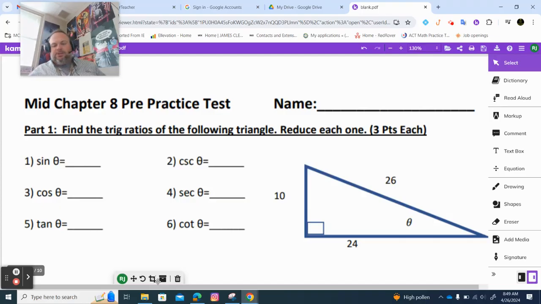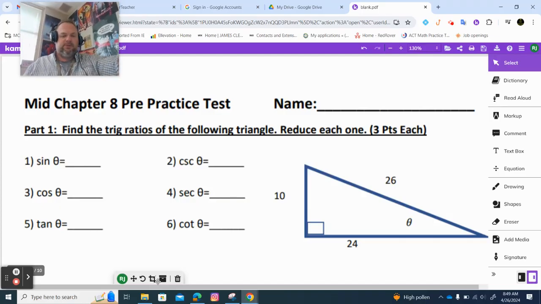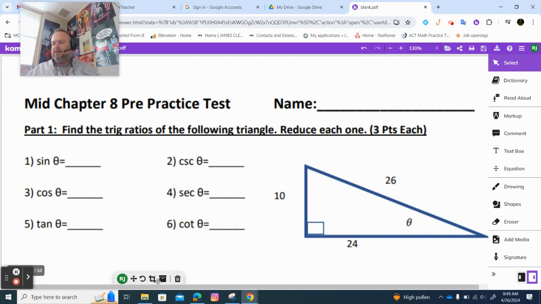All right, we are going to review our mid-chapter 8, which deals a lot with right triangle trig and unit circles. So you can use this if you're not in my class.